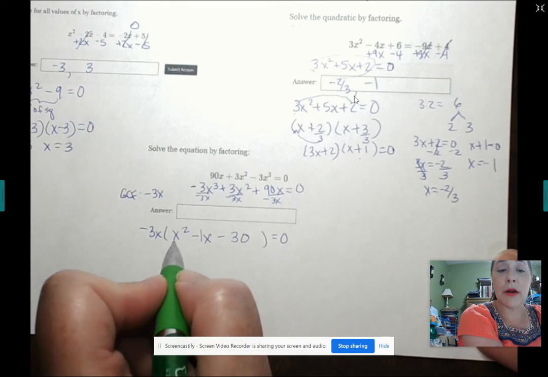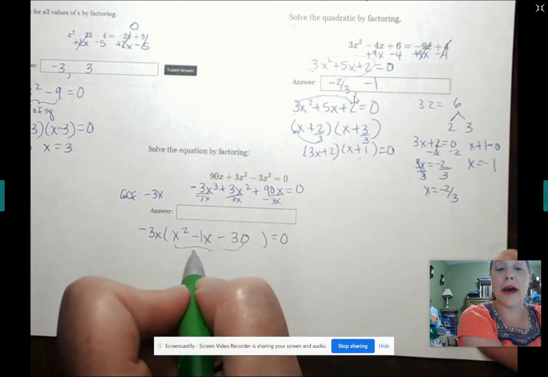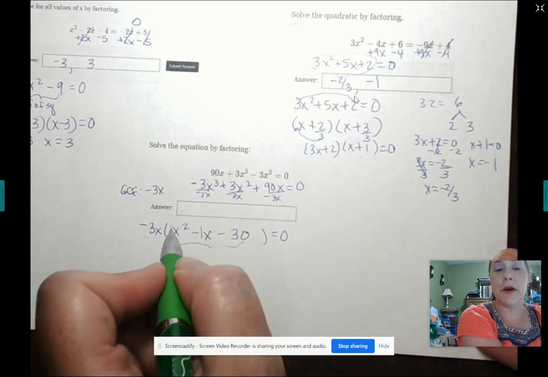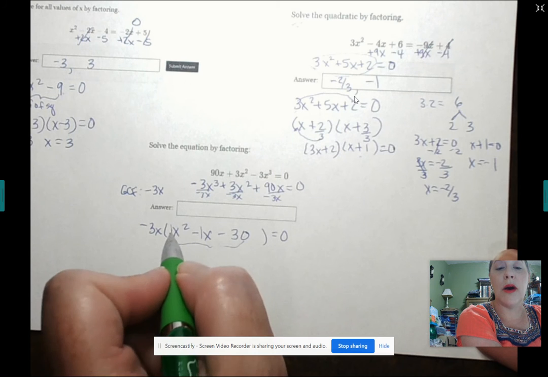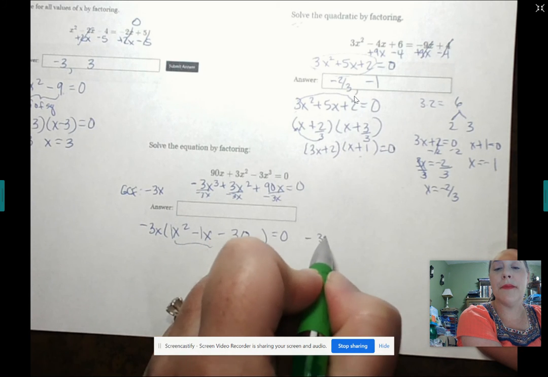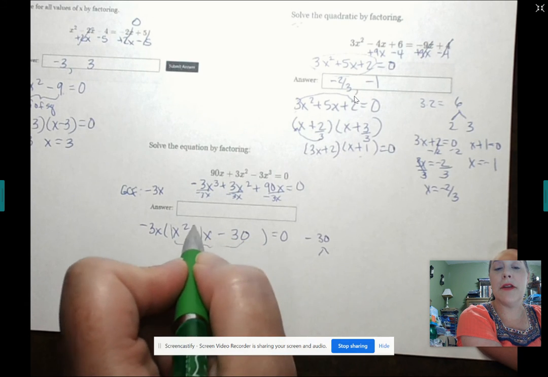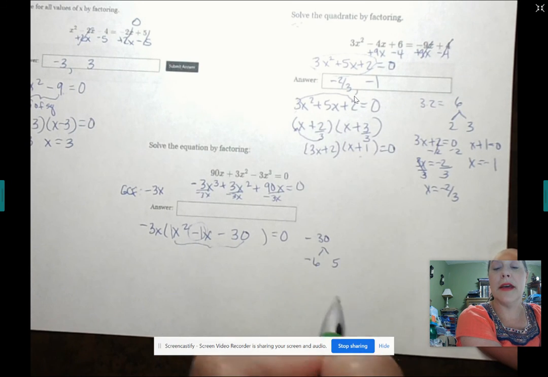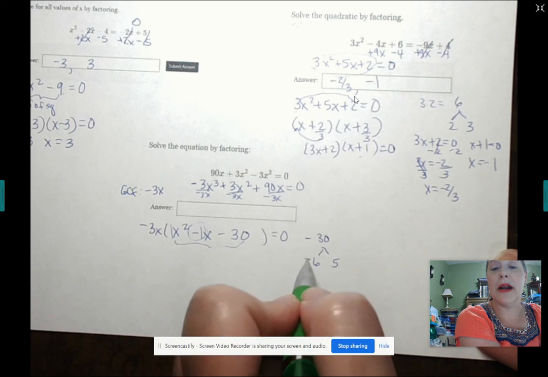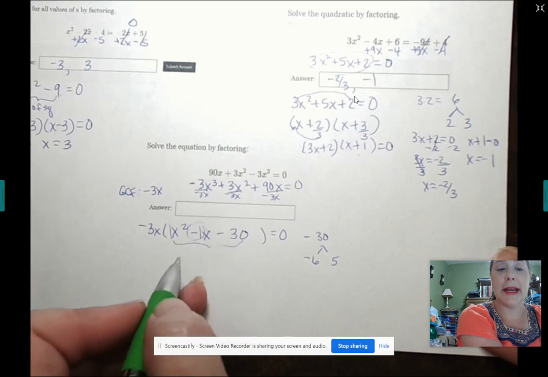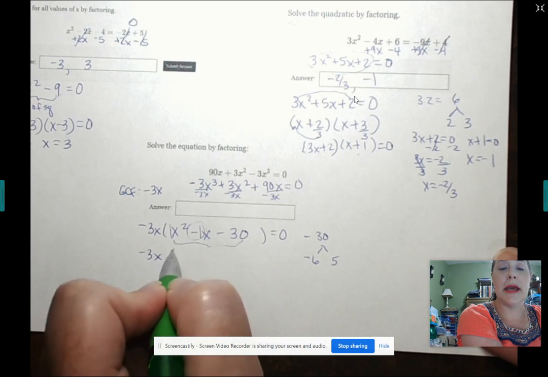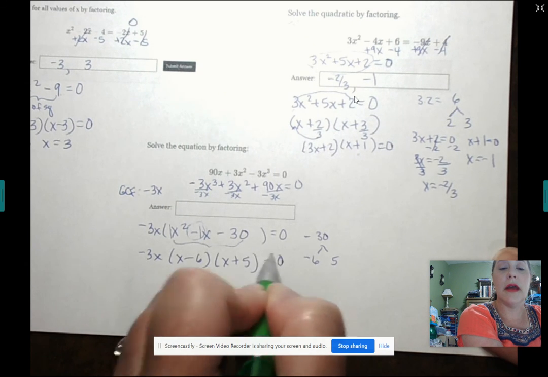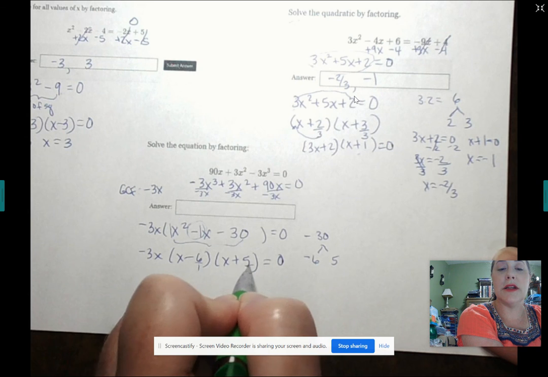So I'm now going to work with this using slide and divide, or just mental math, since it's a coefficient of 1 now. 1 times negative 30. I'm looking for factors of negative 30 that will give me a sum that's a negative 1. So I think of the two factors that are 1 apart, and I'll stick the bigger one with the negative. So this ends up being x minus 6 and x plus 5. And dividing by 1 isn't going to change those at all.